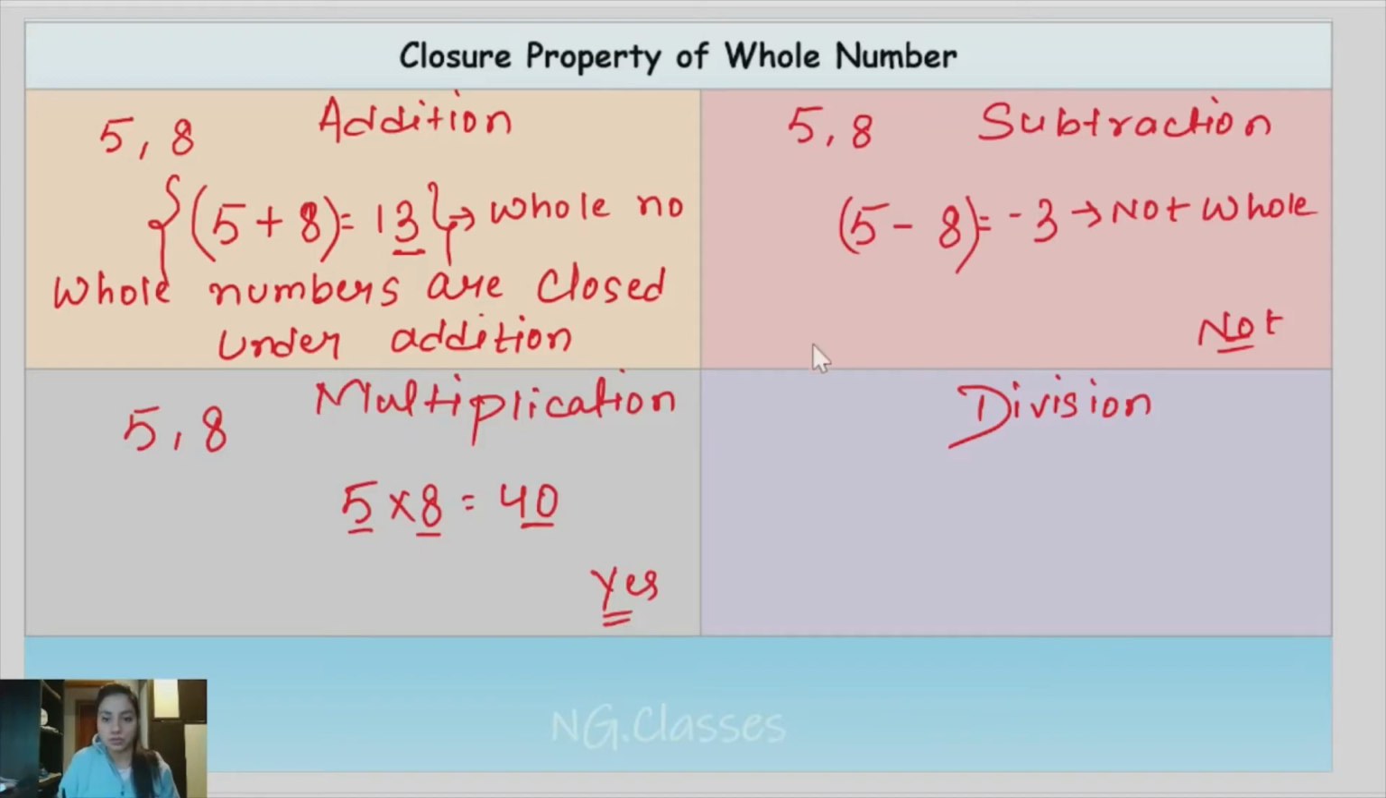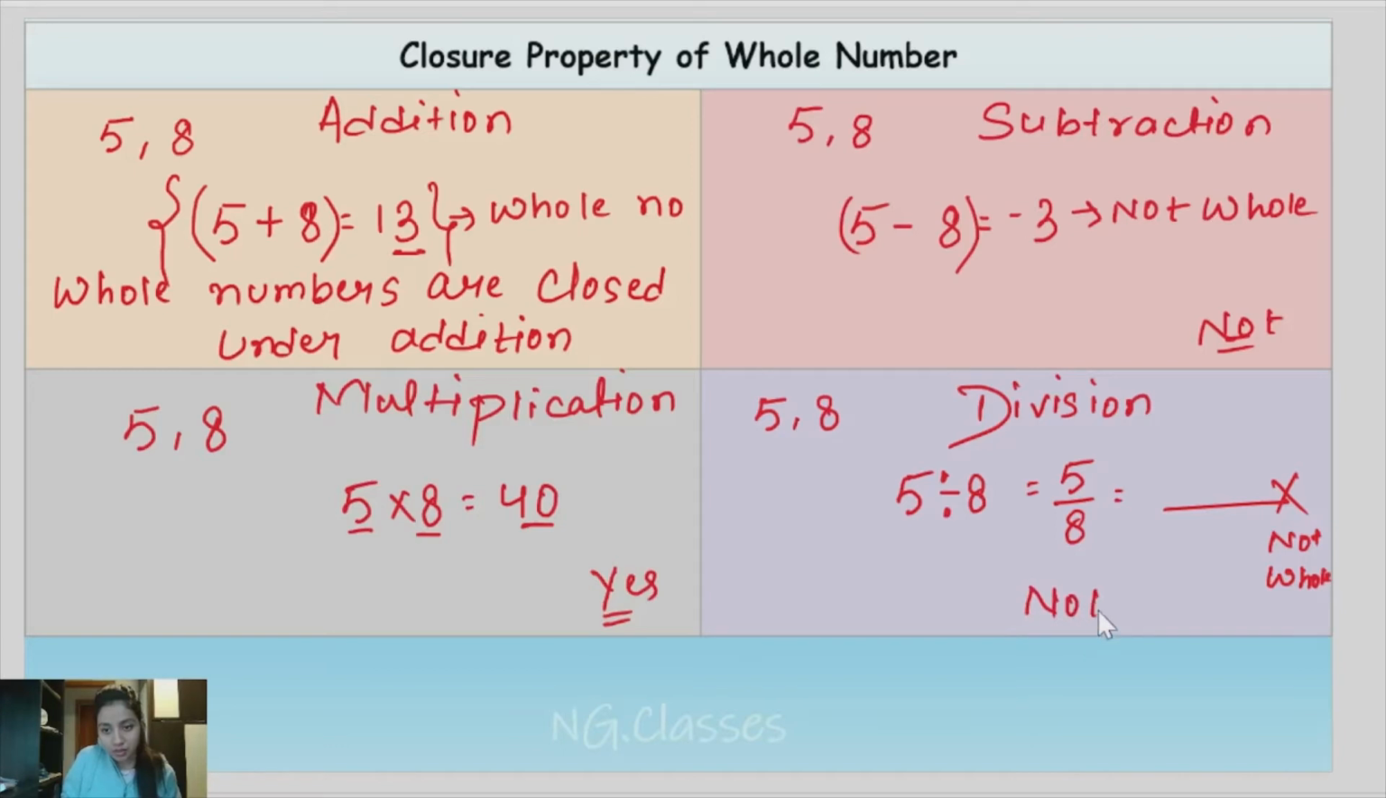Now do it for division. What will we get? 5 by 8 is a decimal number, which is definitely not a whole number. So whole numbers are not closed under division. Whole numbers are closed under addition and multiplication and not closed under subtraction and division.